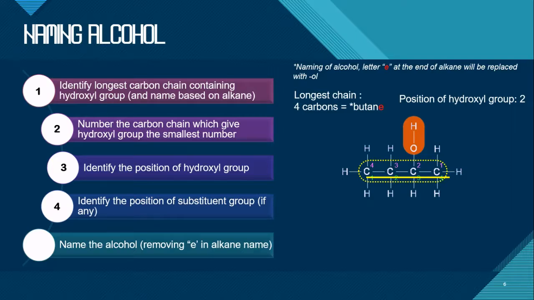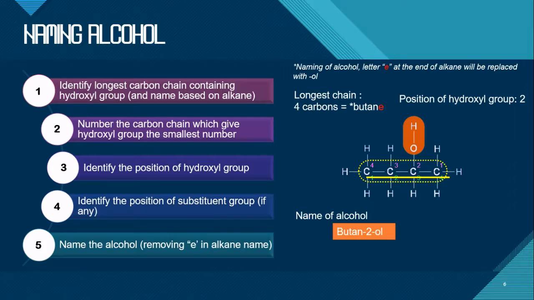So we have a 4 carbon chain, which, if you name according to alkane, is butane. I put on the top, naming of alcohol: the letter E of the alkane will be removed, and we're going to replace it with OL to represent that it is coming from the alcohol homologous series. So how to name the alcohol? 4 carbon is butane, and then we integrate the alcohol naming and also the location of the hydroxyl group as well. So the name for this one is butanol, or butane 2-ol according to IUPAC.